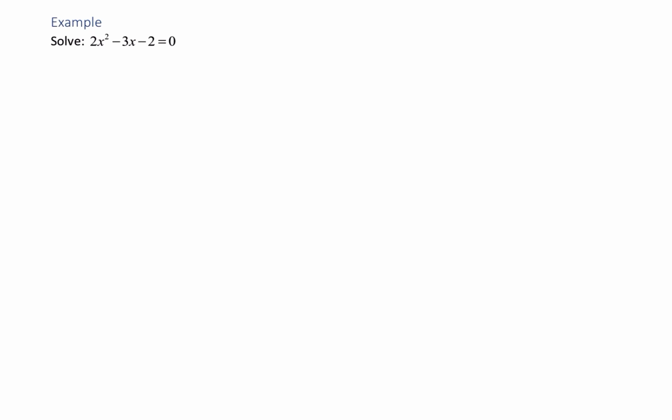This quadratic equation has a leading coefficient that is not 1. Since we have a 2 there, let's use the AC method to help us factor. A times c, 2 times -2 is -4. And then we want two numbers whose product is -4 and whose sum is -3. That will be -4 and 1. So we can rewrite our equation now as 2x squared minus 4x plus x minus 2 equals 0.